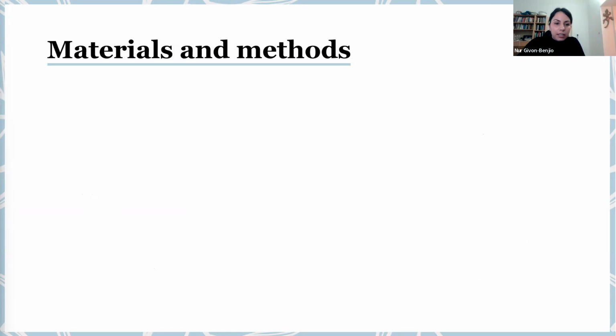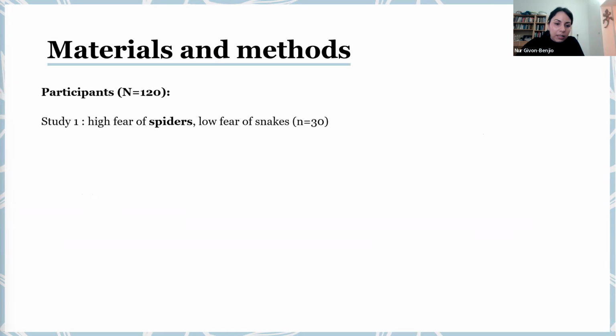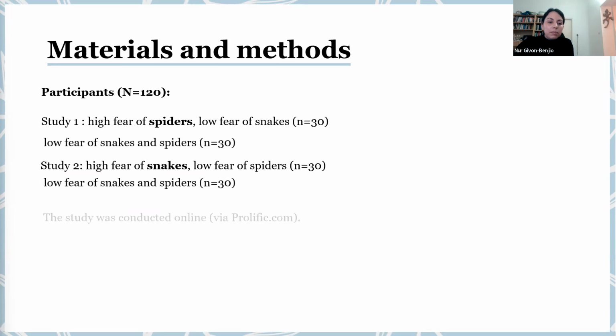In order to fill this research gap, we developed an emotional modification of the global-local paradigm to examine hierarchical processing of spider and snake stimuli among participants with either high specific fear of spiders, study 1, or high specific fear of snakes, study 2. As a control group in both studies, we selected participants with low fear of both animals. Participants were sampled online via Prolific.